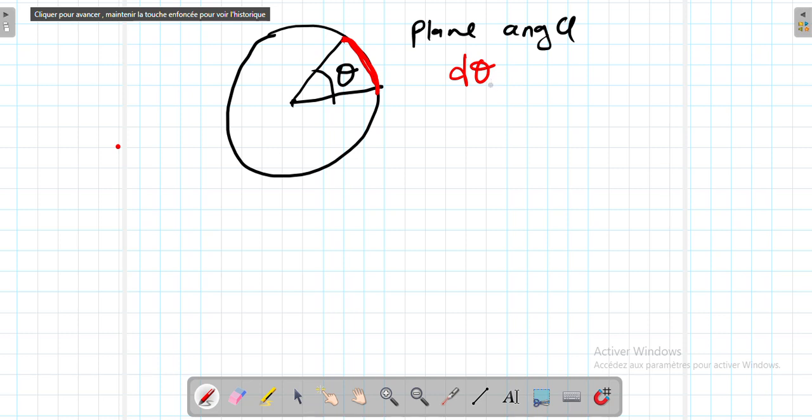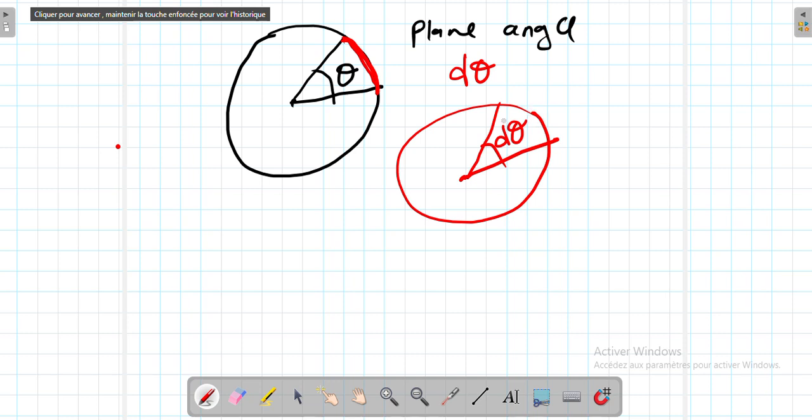Smaller angle, a smaller change in theta. In some notations, we call them elementary changes or elementary angles. So let's say I've got an elementary angle, d theta, generally smaller. Then this is the arc length, this portion of the circumference. This angle is known as the plane angle, that you already know.